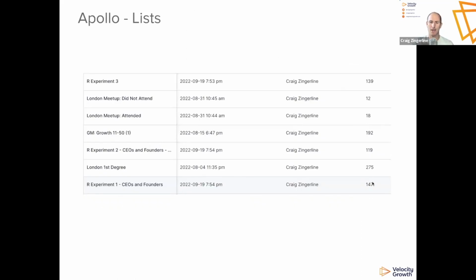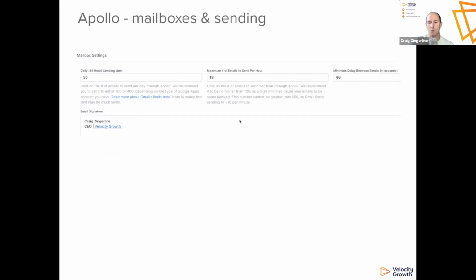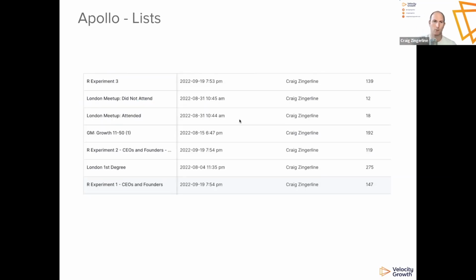Within Apollo lists, you can see here, okay, I have a bunch of experiments. You can see we ran a London meetup, and I was doing some outreach to them really early, actually, with the new domain. This was a warmer list of attendee signups and people that didn't attend, so I'm using it for dual purpose. But these experiments, experiment 1, 2, and 3, are fairly sizable lists that I put together in Apollo. And again, I'll show you Apollo in a little bit more detail in a second.